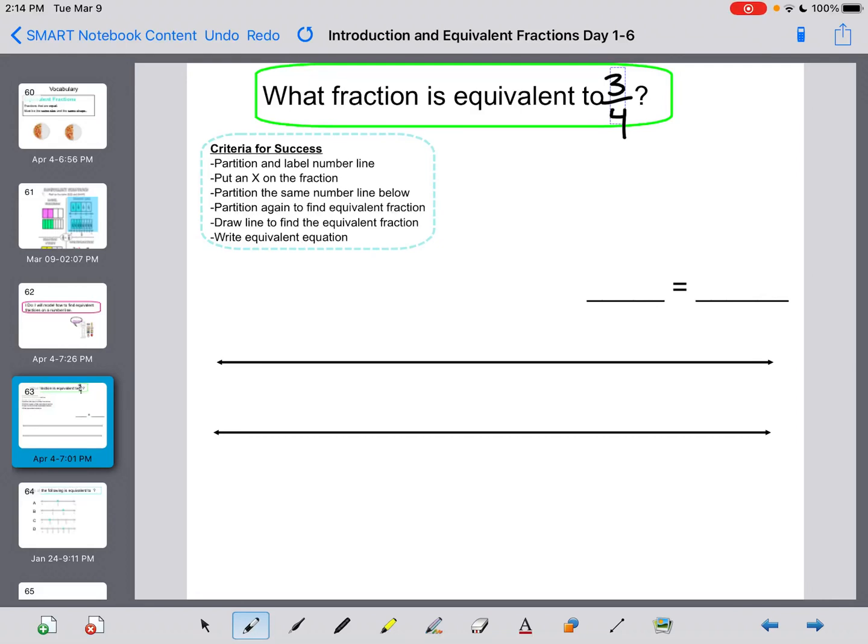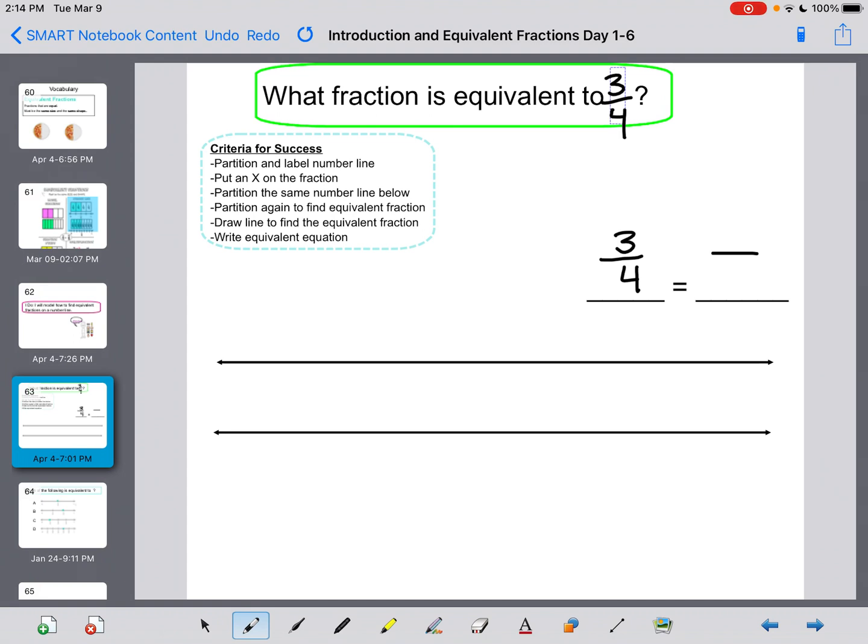Okay, another way to find equivalent fractions is to use a number line. Our question says, what fraction is equivalent to 3/4? So I can write 3/4 equals, and I don't know my equivalent fraction yet. I'm going to solve for that.